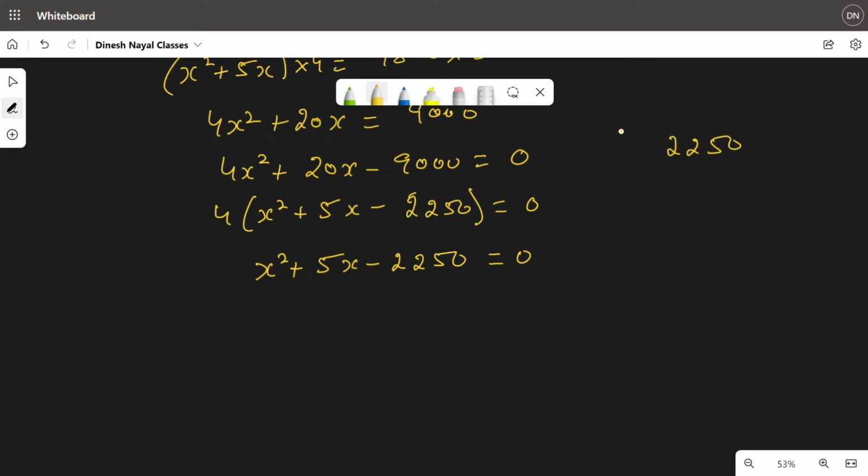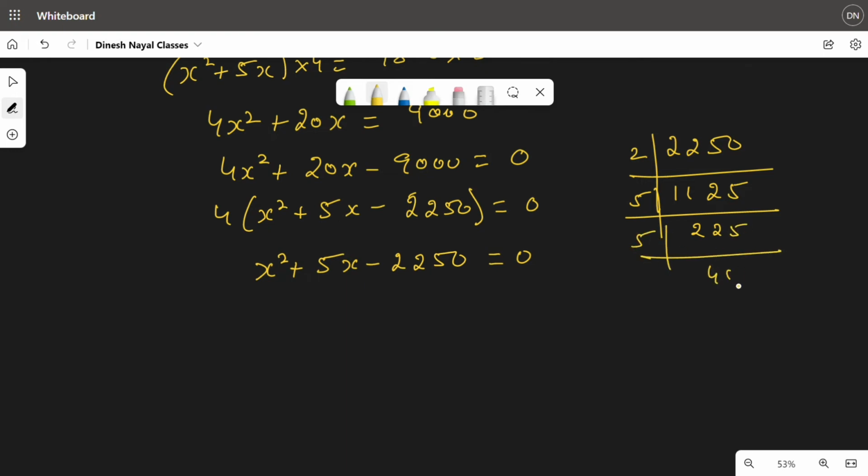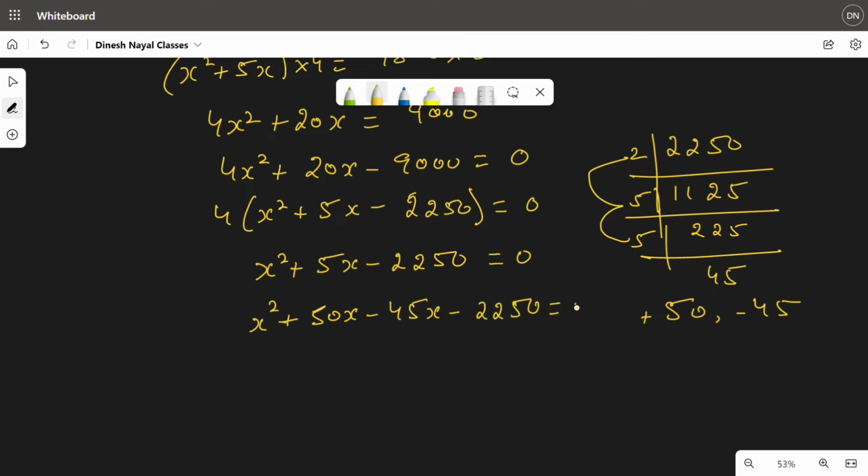Let's start with the smallest value, which is 2. Dividing it by 2, we get 1125. Now we can divide this by 5, which is 225. Again dividing this by 5, which is equal to 45. Now let's check. 5 into 5 is 25, 25 into 2 is 50. So we have two numbers, 50 and 45. We take plus 50 and minus 45 because the sum should be plus 5. So this will be x square plus 50x minus 45x minus 2250 equals 0.